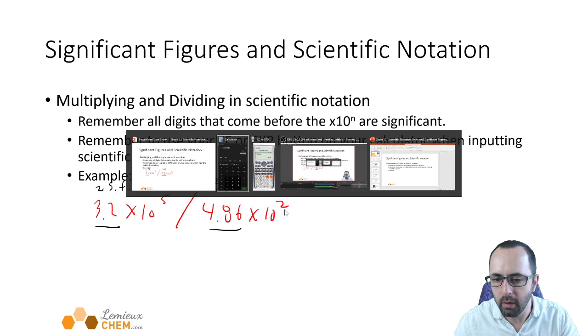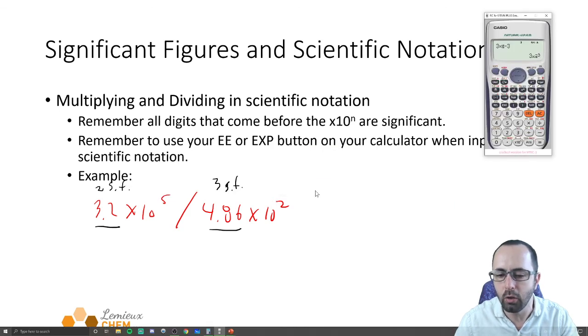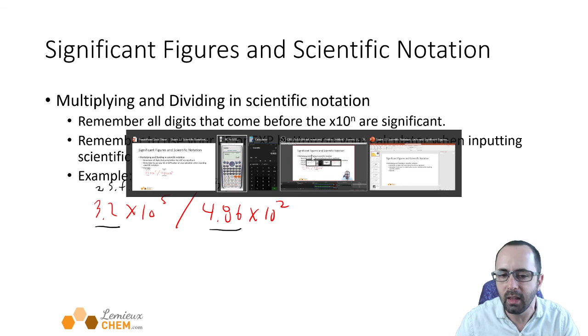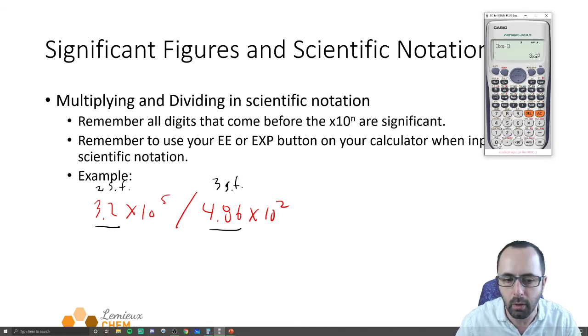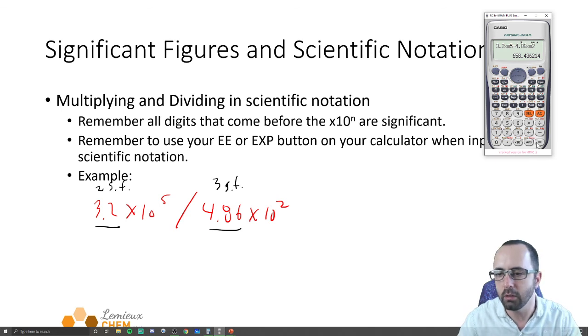Now let's go ahead and punch them in your calculator. Make sure when you punch them in your calculator, you use the EE or the EXP button. So we would put 3.2, and this is on our Casio, the EE or EXP button, times 10 to the 5. Don't ever hit times and then 10 and to the power. That's not what you want to do. And we'll put divide by 4.86. Then don't hit times, hit the EE or EXP button, times 10 to the 2nd.